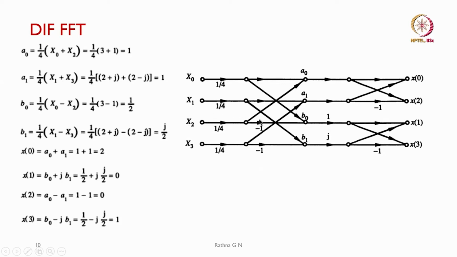So, do this computation and you will be seeing that you get back your output. We have A0, A1, B0, B1 computed first, and in the next step you will be calculating x of 0, x of 1, x of 2, x of 3. So, you are seeing that you are getting back 2 0 0 1 as your output. This is how both of them, decimation in time and decimation in frequency, work for the analysis and synthesis equivalent of DFT.